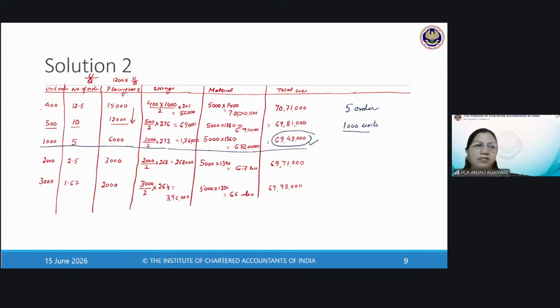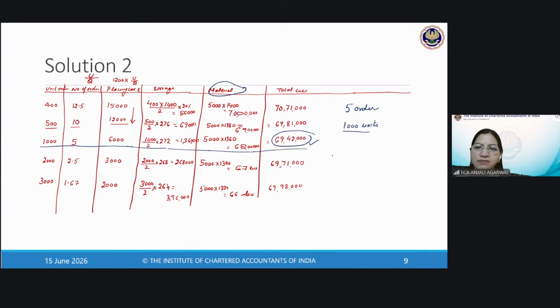So when you have tables, you have to first take how many units ordered, number of orders, what would be the placing cost, what would be the storage cost. Include the material cost only if there are material discounts, otherwise not. Then material cost also becomes relevant if there are successive discounts. And then you see where you have the least total cost. That is your answer.